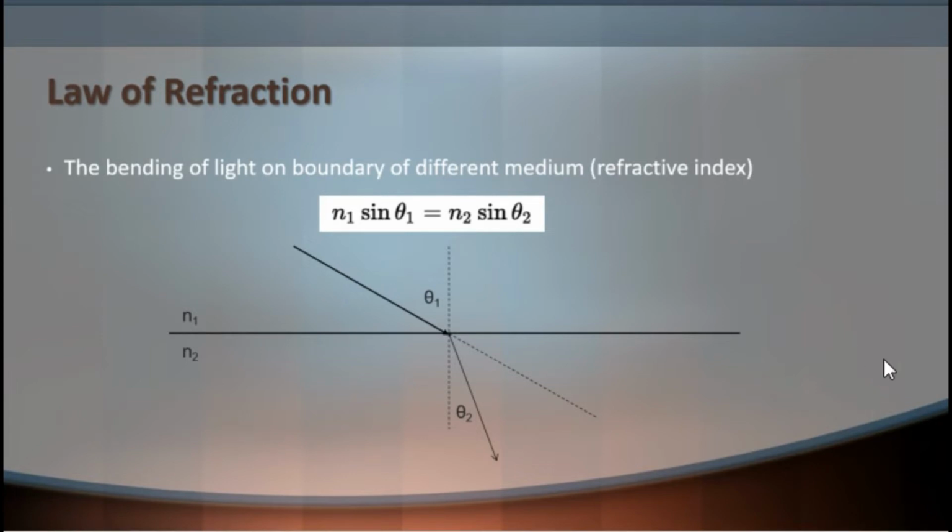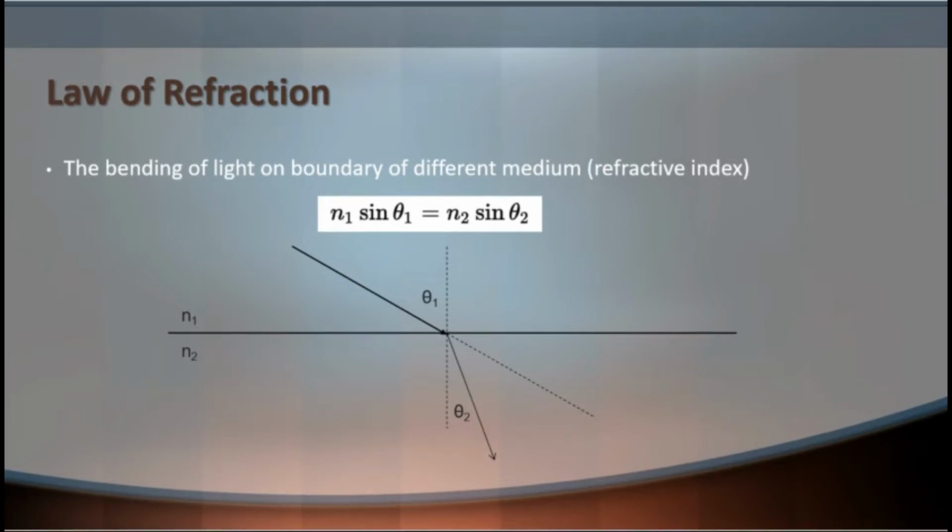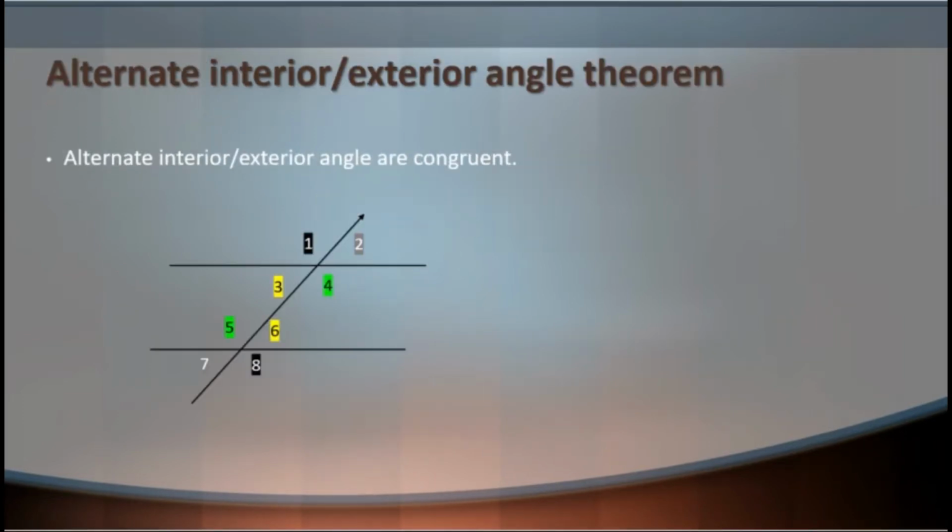The law of refraction tells us about the bending of light when light encounters a different medium. When light goes into a denser medium, the refracted ray will go towards the normal line. And if it goes from a more dense to a less dense medium, it is going to bend away from the normal line.